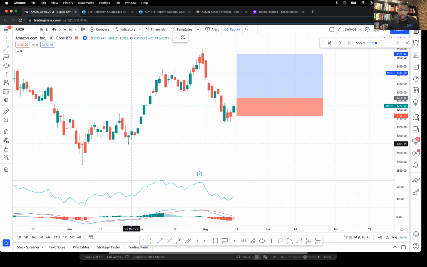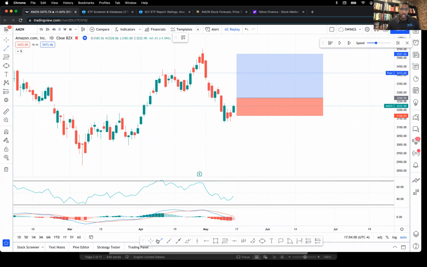Here's a low point. Here's a low point. Higher lows, right? Where are the high points? High point, high point, high point, higher highs. So we got higher highs and we got higher lows. We're clearly in an uptrend.